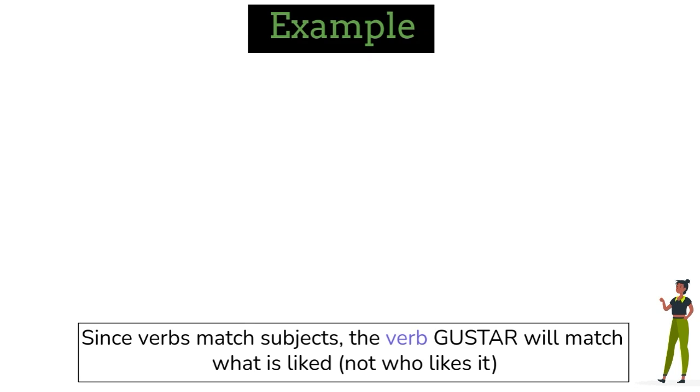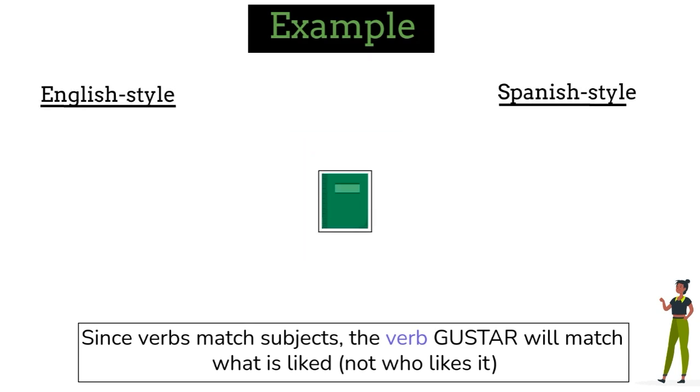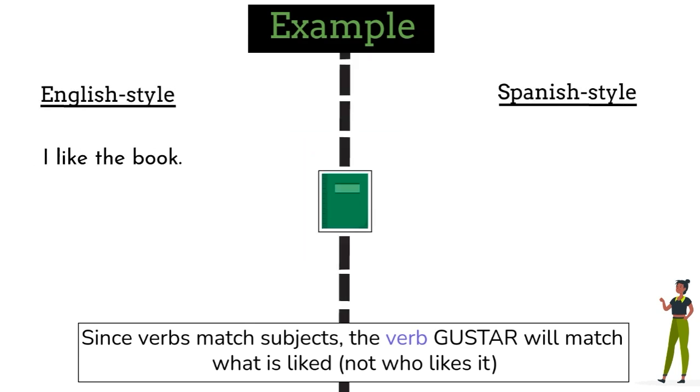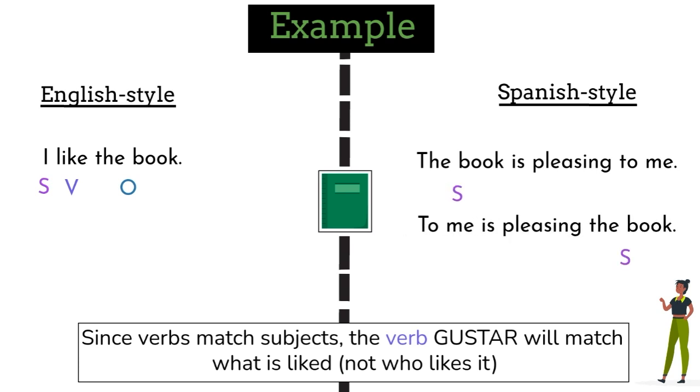This example shows the shift in subject. In English, we say, I like the book. The verb to like is conjugated for the subject I. But in Spanish, the equivalent phrase would be translated as, the book is pleasing to me, or more accurately, to me is pleasing the book. The subject is what is liked, the book, so that's what gustar will be conjugated to match. See how the English-style construction makes I the subject, but the Spanish-style sentence makes the book the subject?